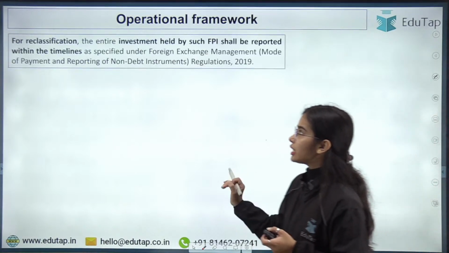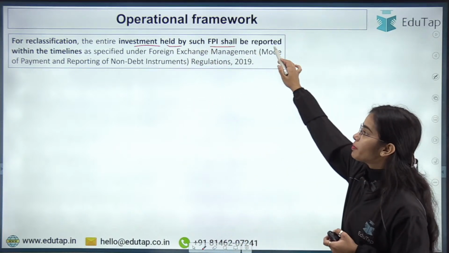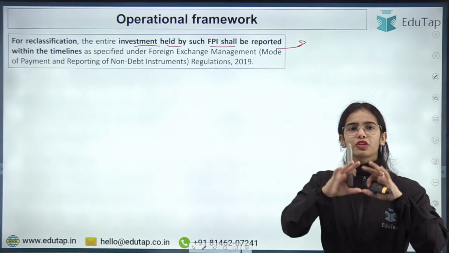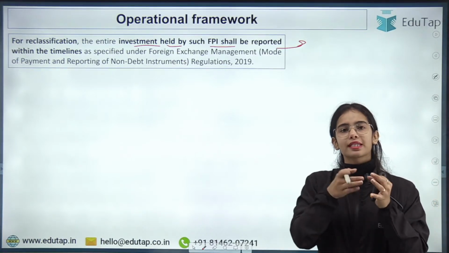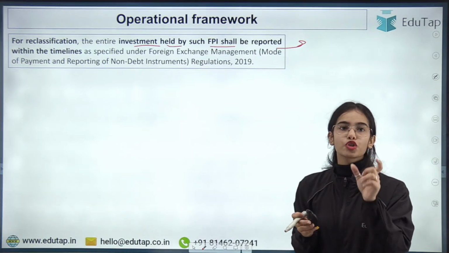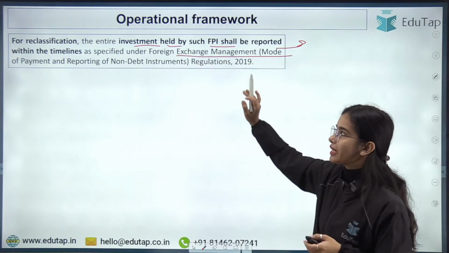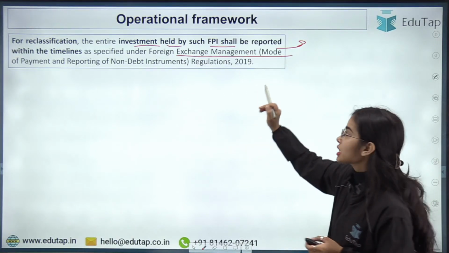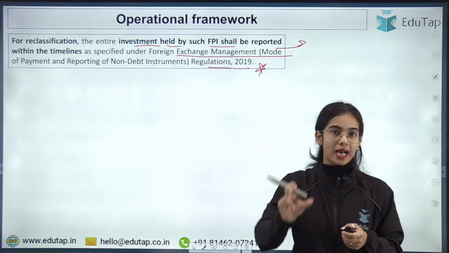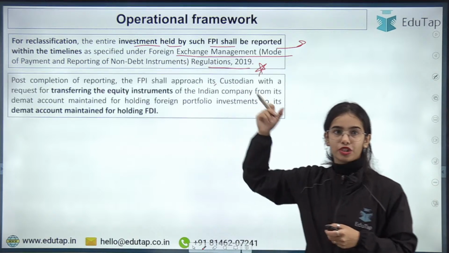Next point is that for reclassification, the entire investment held by such FPI shall be reported within the timelines. So there should be reporting of the complete shares that are held by the foreign portfolio investor, and this reporting should be as per the Foreign Exchange Management (Mode of Payment and Reporting of Non-Debt Instruments) Regulations, 2019. So as per these regulations, the reporting should happen. There are different timelines that are provided in these regulations, okay.